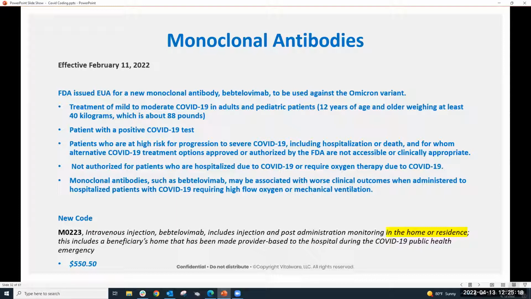It's not authorized for patients who are hospitalized or who require oxygen therapy because of COVID, because it may be associated with worse clinical outcomes when it's administered to hospitalized patients with COVID that require high flow oxygen or mechanical ventilation. And we have a new administration code here, MO223, and the reimbursement is $550.50.